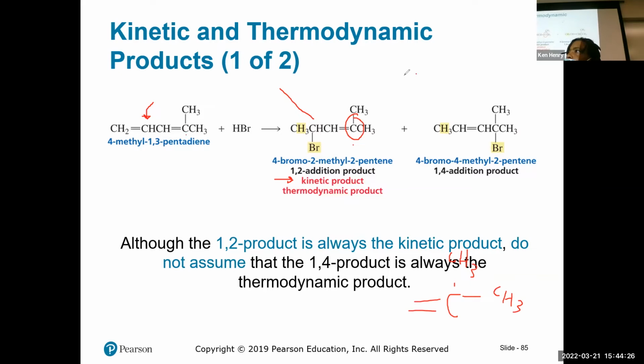So right now, this is what we have. We have a double bond, C. We have a methyl group here, which is surrounded by C, CH. So I'm just going to do this.